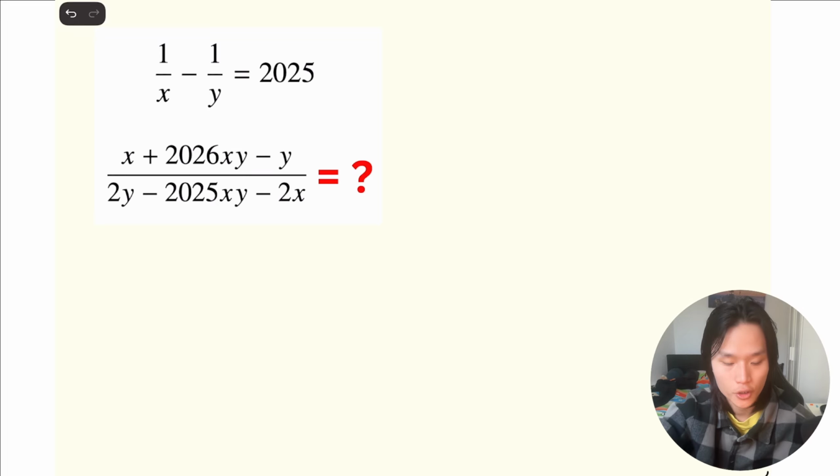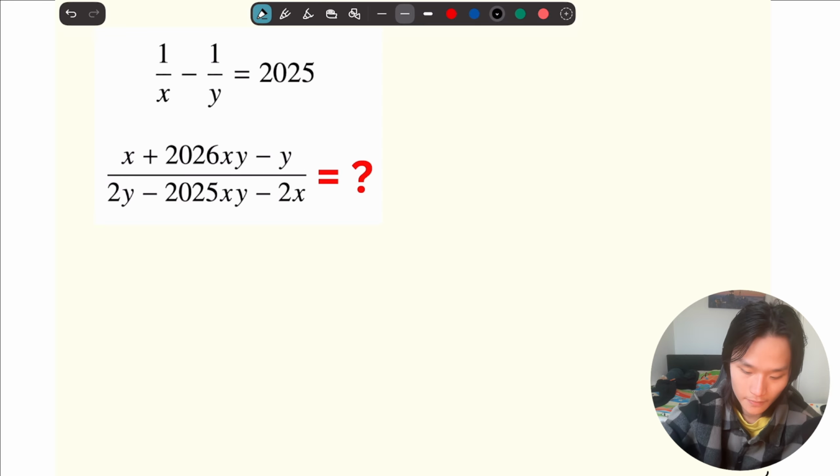Today I want to show you an algebra challenge about a fraction, and we want to find the expression of this complicated fraction. So let's take a look. We have 1 divided by x minus 1 divided by y equals 2025. And we want to find the expression (x plus 2026y minus y) divided by (2y minus 2025xy minus 2x). And we want to know what that is given the relationship above.